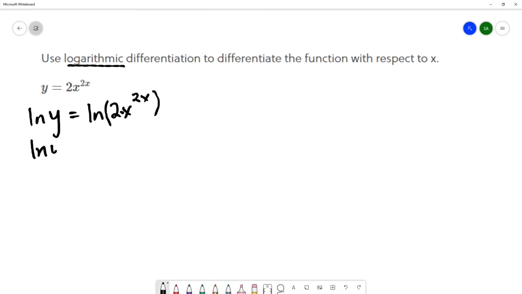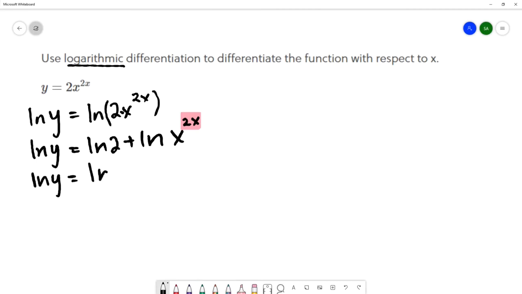So that gives natural log y equals natural log 2 plus natural log of x to the 2x. And then I'm going to use another algebra property called the power rule, and it's going to allow me to take this power and move it into the coefficient on the log. So this is natural log of y equals natural log of 2 plus 2x natural log x. And now that I've expanded this, I'm ready to do some calculus.